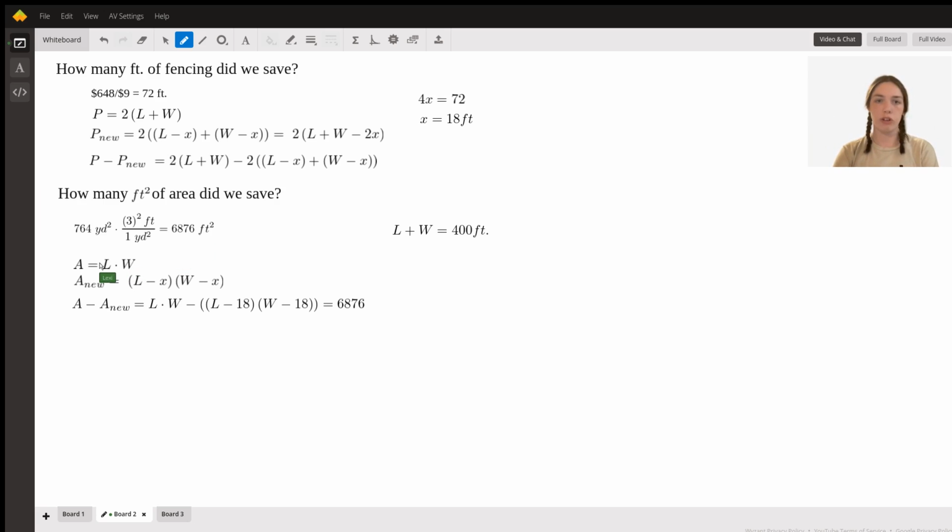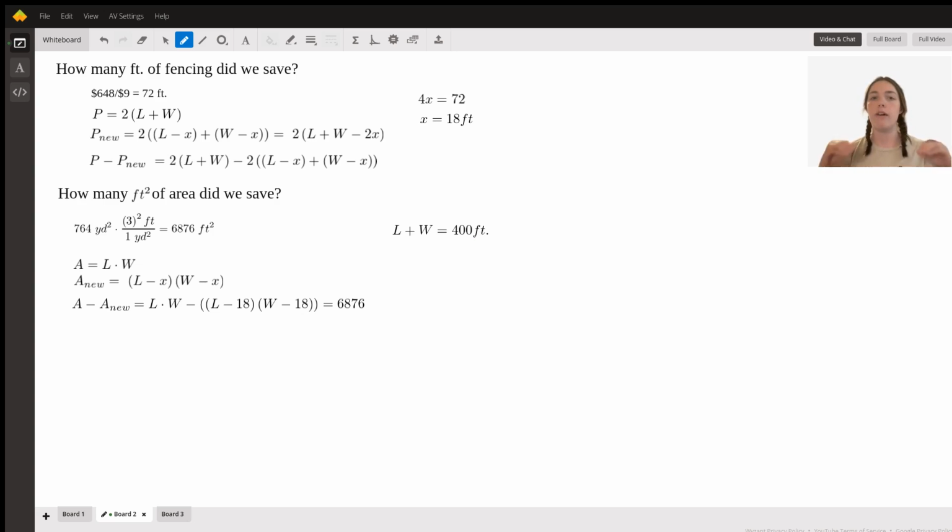Here's our original area formula. Here's our new one. We're going to subtract that just like we did with perimeter. We know that we saved 6,876, so that's going in place of A minus A new, just like how 72 went in place for P minus P new. Simplifying this, like I said, I didn't do that for time's sake, that's going to end up with L plus W. And L plus W is equal to 400 feet. So now we know that L plus W equals 400 feet.